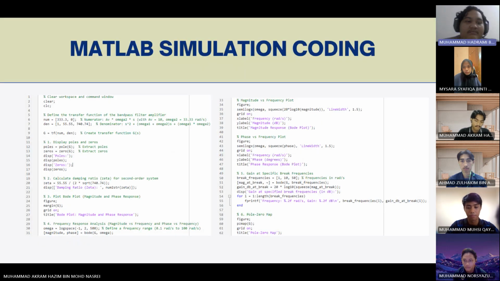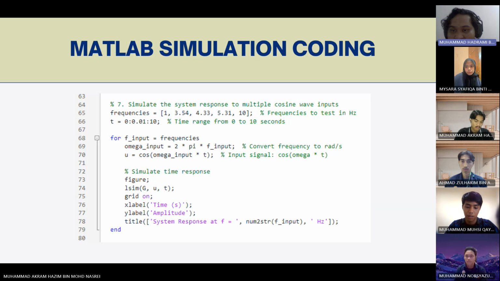So this is our MATLAB code. The purpose of the first code is to get the plot of the magnitude and phase response and give the transfer function. And the second part of the code is to show the system's time domain response, using a cosine wave input at various frequencies.